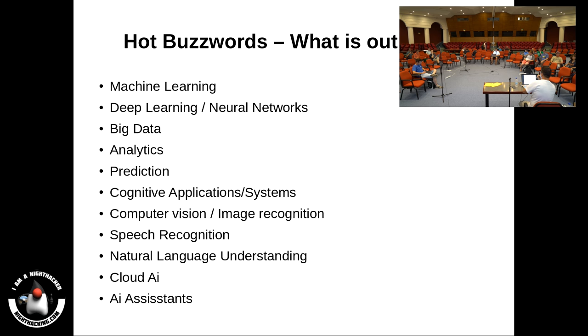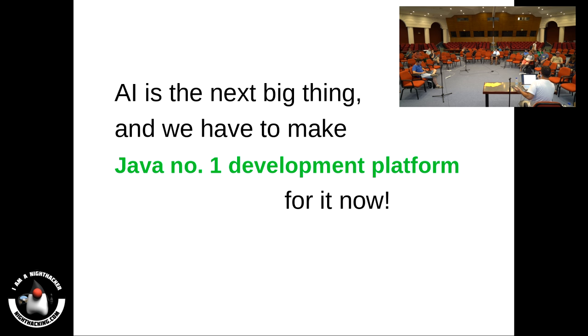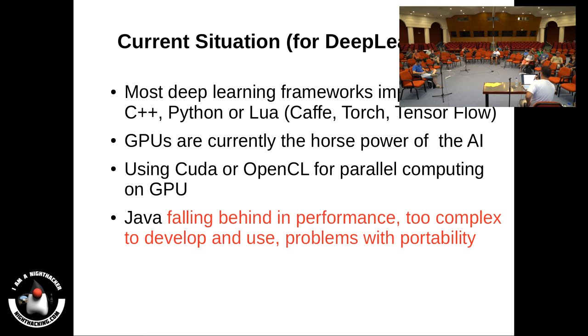And the latest development trend is to build those AI assistants. So when we see that we have all this at the moment, we can clearly see, and it's what everybody says, that AI is the next big thing to happen. And if we want to make the Java platform keep up the step with the latest development, we have to make it the number one development platform for all these things now, because things have already started to happen.